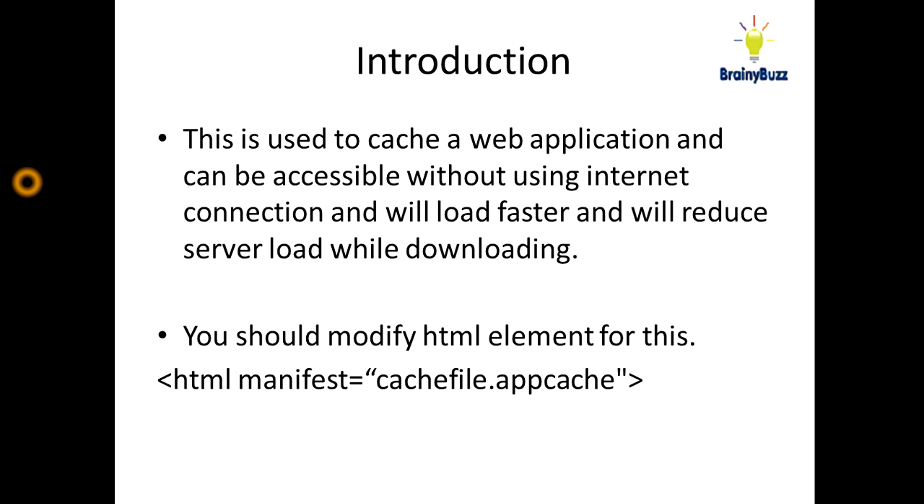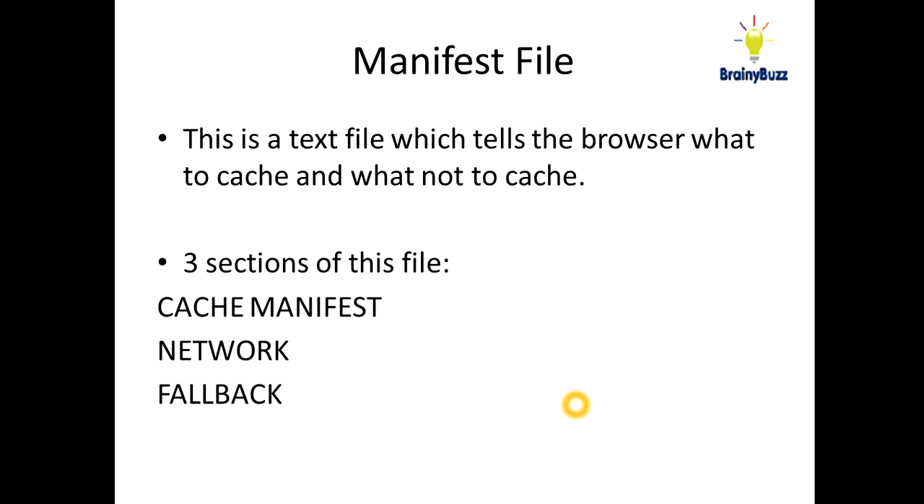Another thing: for whichever HTML file you want to cache, you have to include a manifest attribute in the HTML tag, and then write the file name that you want to make a cache file, with the extension .appcache. That is the manifest file. It is basically a text file which tells the browser what to cache and what not to.